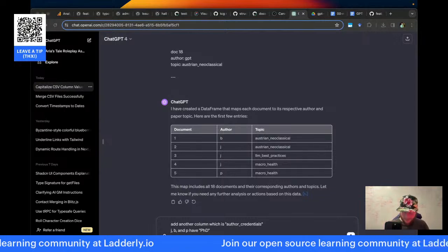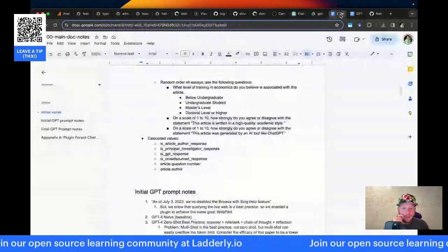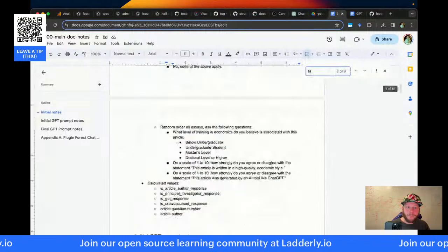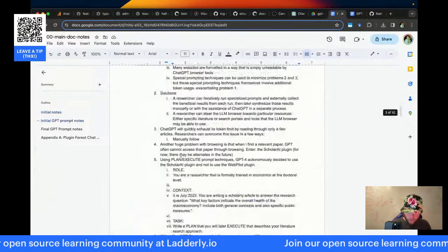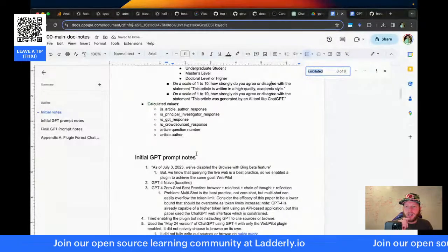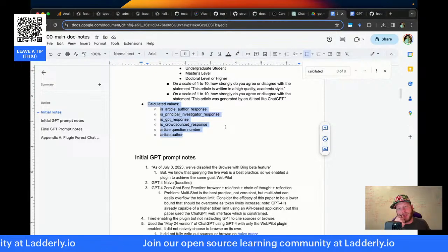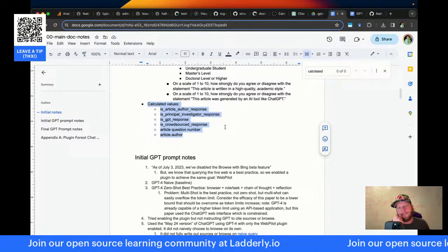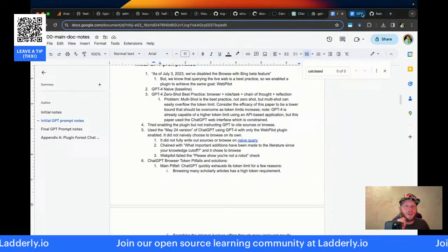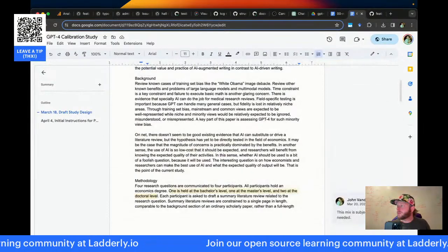EduBirdie. Let me look this up on the other tab. Oh, actually, it might be right here. EduBirdie. Hey, look at that. Calculated values: is article author response, is principal investigator response. Those are not immediately relevant. EduBirdie. I guess it was in my email.